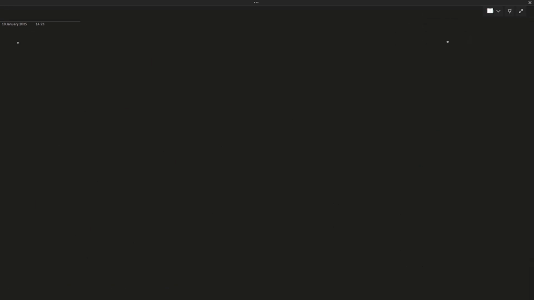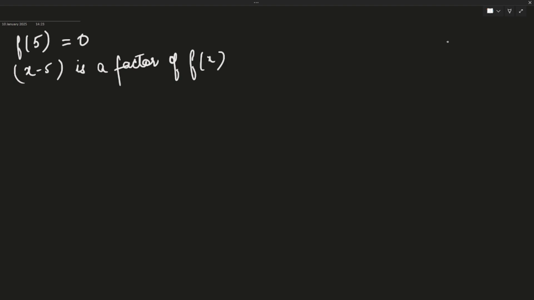Now we'll check for x equal to 5. When you find f of 5, this will come out to be 0. So x minus 5 is also a factor. For all the other values, which we have not done here, like minus 5, 15 and minus 15, f(x) will not come out to be 0. So this is your third factor.